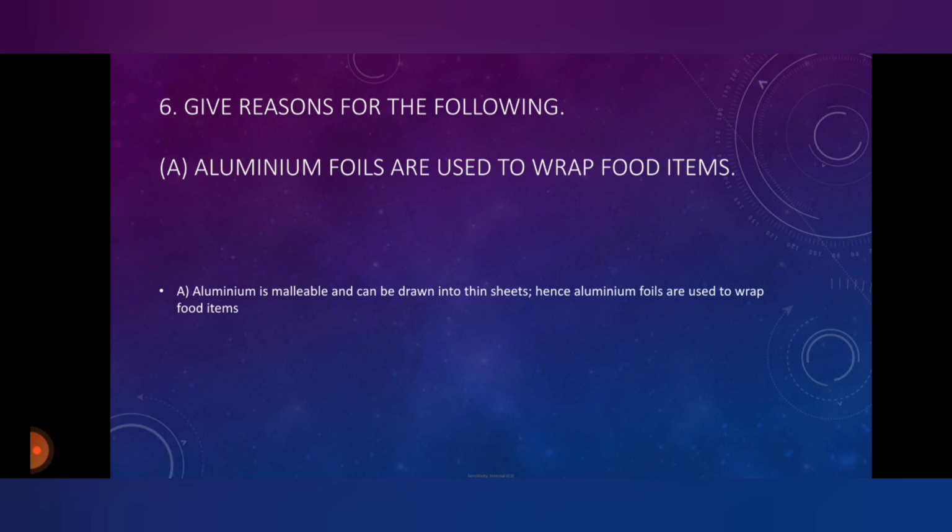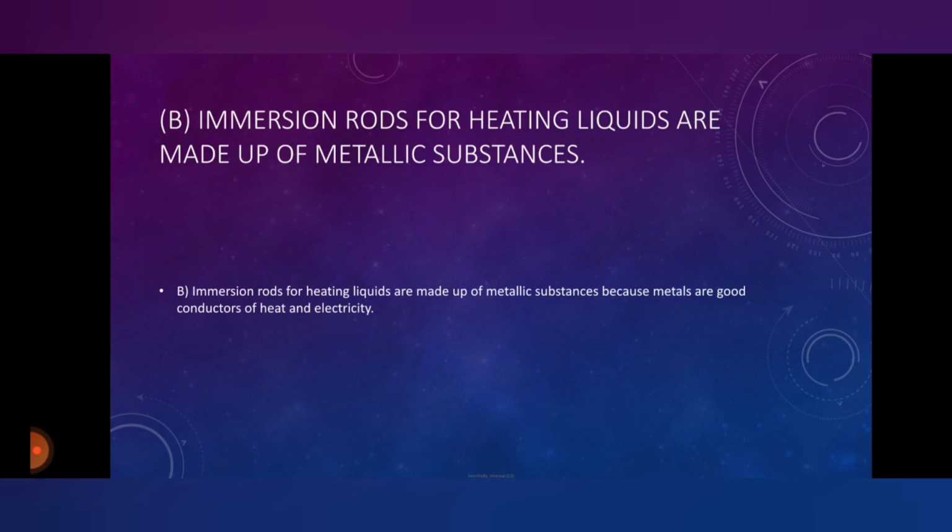Next is give reason for following. A. Aluminium foil is used to wrap food items. Answer is aluminium is malleable and can be drawn into thin sheets. Hence, aluminium foil is used to wrap food items.